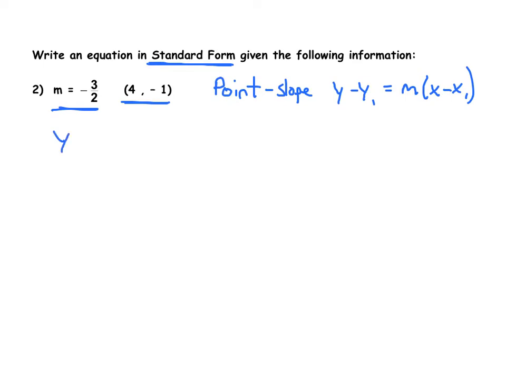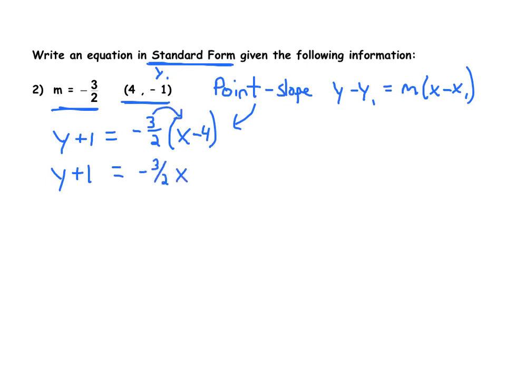So I have y minus a negative 1, this is my y1. So minus a negative 1 makes plus 1. And then that equals my slope, which is negative 3/2. And then I have x minus 4. Now that's point slope form, but now what we're going to do is solve for y.